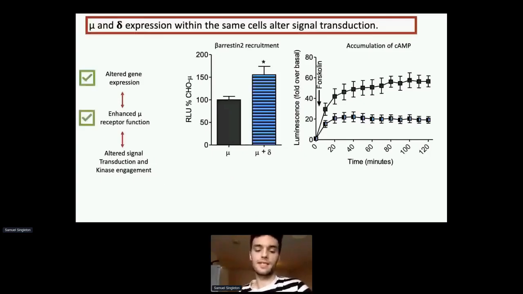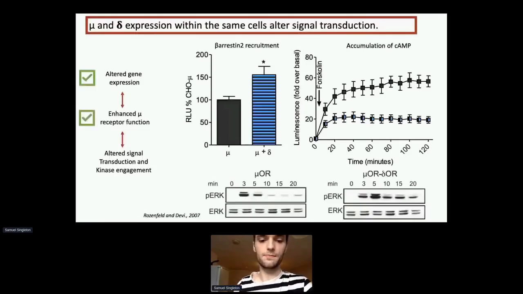And then we measured how this affects mu receptor signaling to beta-arrestin 2 and also to inhibitory G proteins. And we found that more beta-arrestin 2 is recruited to the mu receptor in the presence of delta receptors, and co-expressing mu and delta receptors in the same cells also causes inhibition of cyclic AMP accumulation, suggesting that there's some constitutive activity going on within these cells expressing both receptors. And this we know also alters the pattern of kinase activation, such as persistent ERK phosphorylation.